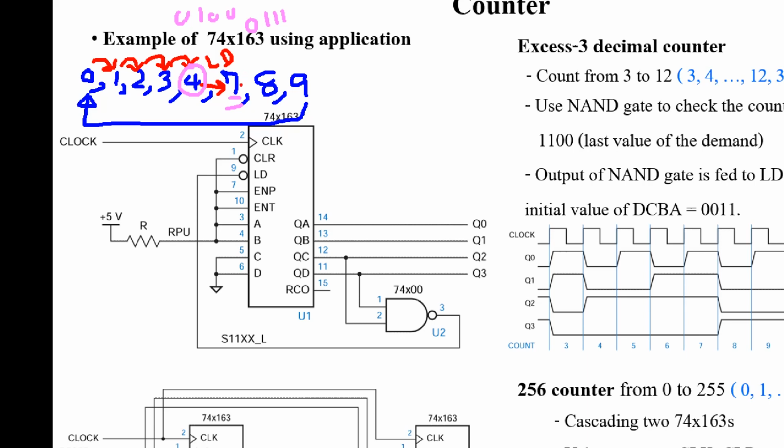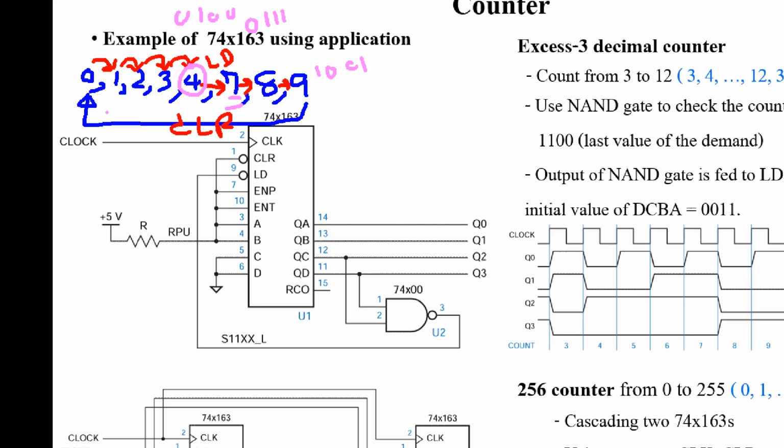Okay. After that, it is counting mode. And then when it becomes 9, you want the next state to be 0, right? You may use clear. Check 9 or not, 1, 0, 0, 1 or not. If yes, okay, let's clear.